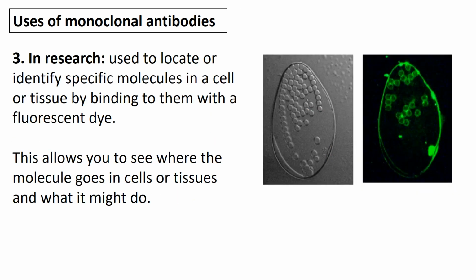Another use is in research to just look at how cells are behaving. So they can be made to identify specific molecules in a cell. Here you can see in that fluorescent diagram, you've got monoclonal antibodies with a fluorescent dye attached. So you can see where it's attaching to and where those antigens are within cells or within tissue samples. So we can learn more about how the cell functions.